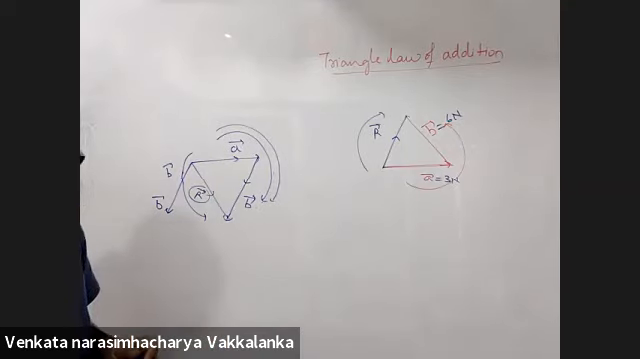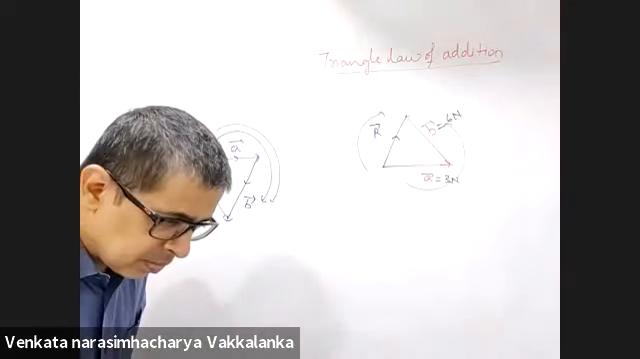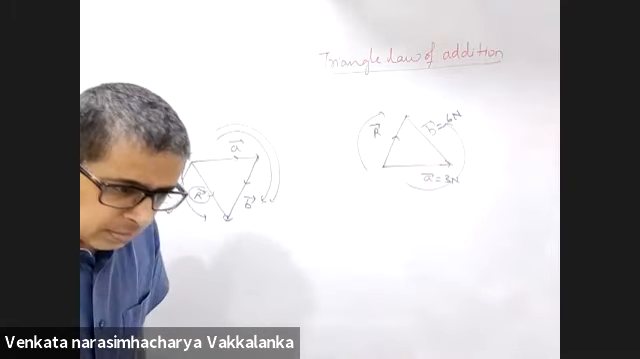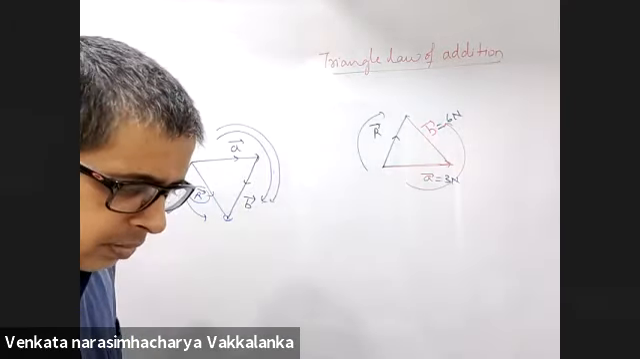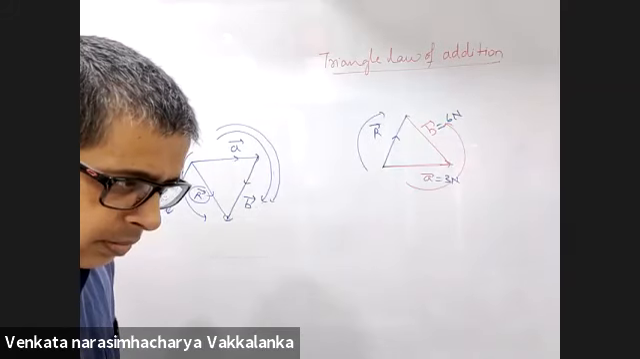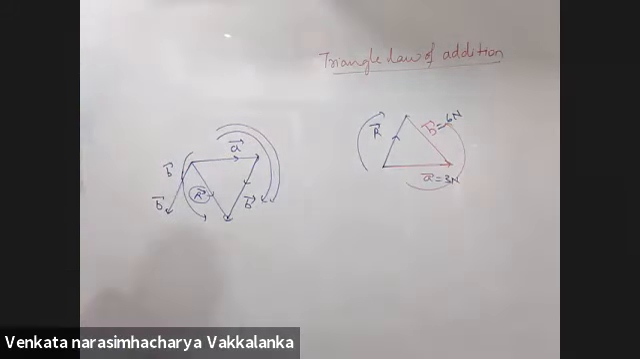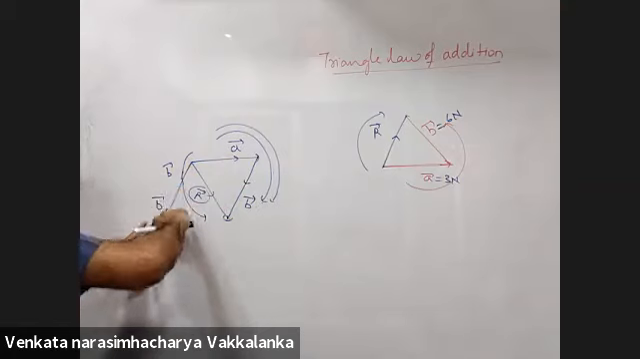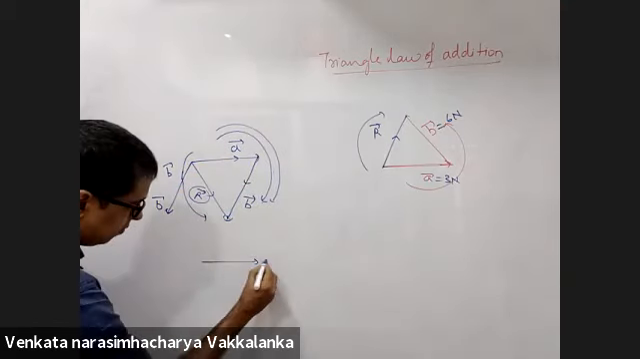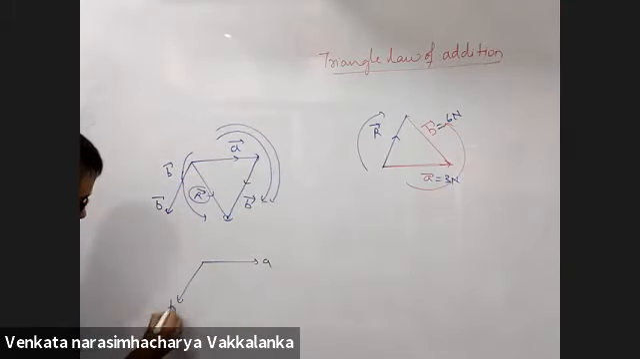Yes, sir. I had a question. Why were vector A and vector B not in order in the second example? If this is A and this is B, this is in clockwise, this is in anti-clockwise. They are not in order. Okay, sir. Thank you.